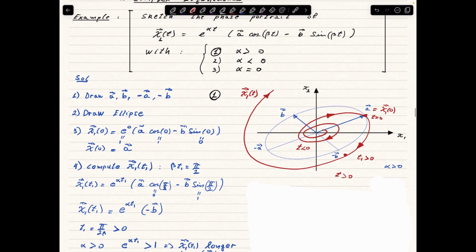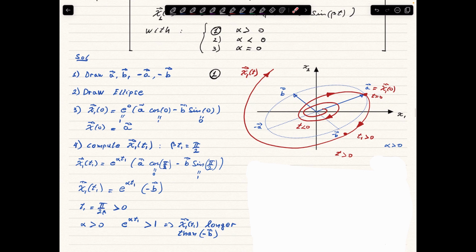And the only thing we need to do this phase portrait is to graph the two vectors, a, negative a, b, negative b, this little ellipse, and then evaluate at 0 and at a positive point. And then we know the rest of what is going to happen. It's going to be an ellipse spiraling outside, and it's spiraling outside because alpha is positive.